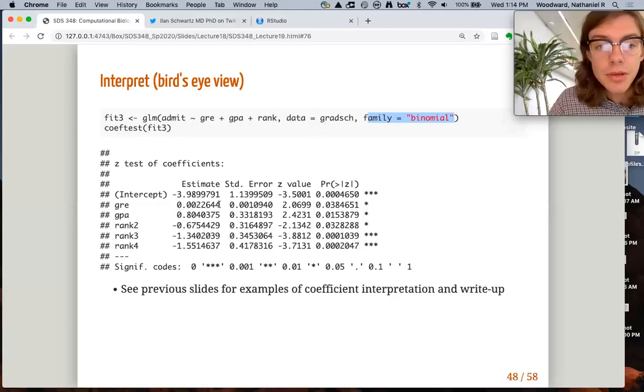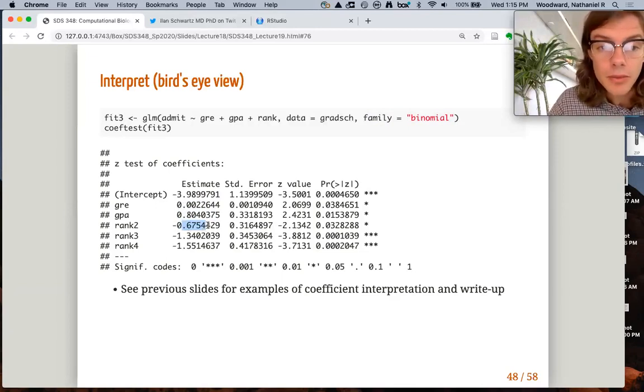And we can interpret these, like, go back and check out the last slides if you want to, but you totally can, right? So controlling for GPA and rank, for every one additional GRE point, the predicted log odds are going to go up by 0.002, right? So you'd want to exponentiate that to say the predicted odds go up by whatever, right? But GRE is having a positive impact, GPA is having a positive impact.